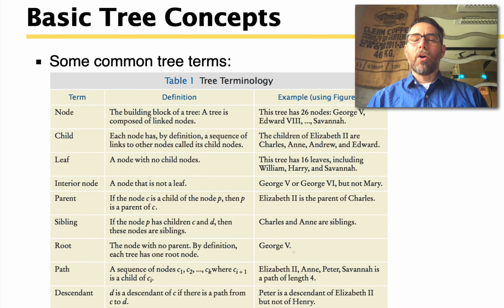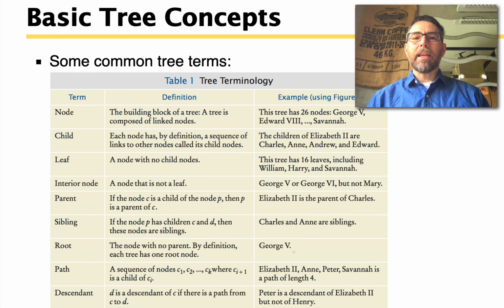We know the term node. A node is going to be one particular link in that tree. Each node in a tree can hold data as well. Just like a linked list, each node holds data and a link to the next node. Each node in a tree holds data and a link to all the children. A child is any node that has a parent node.